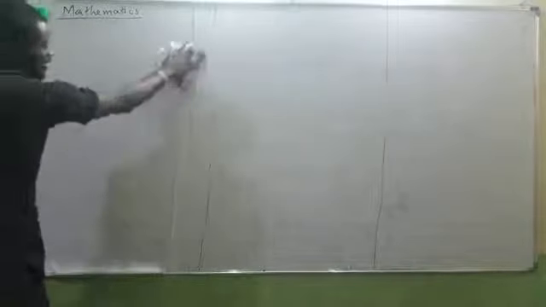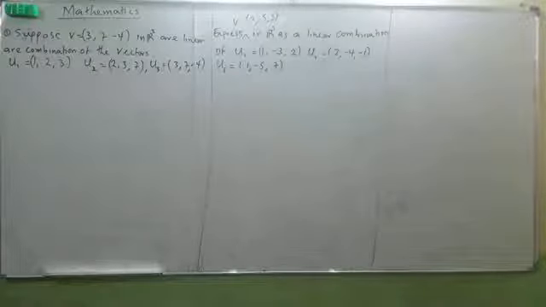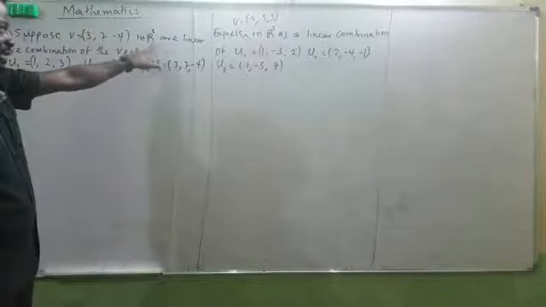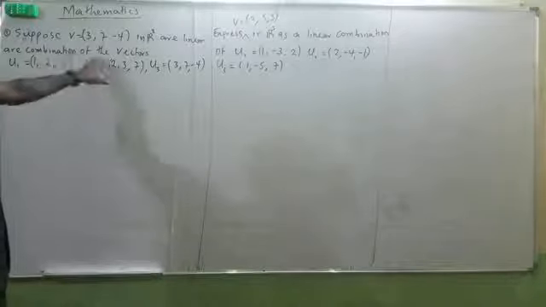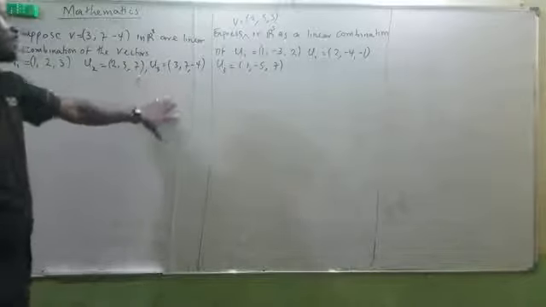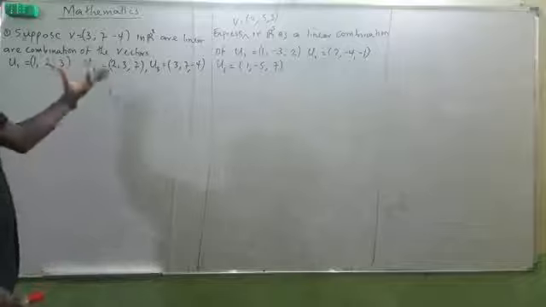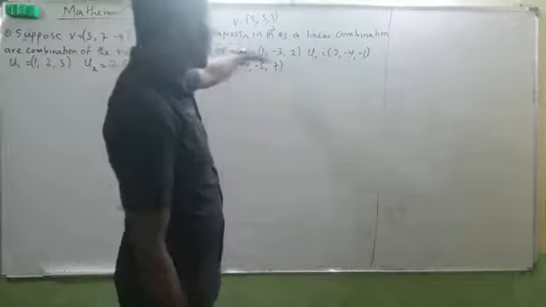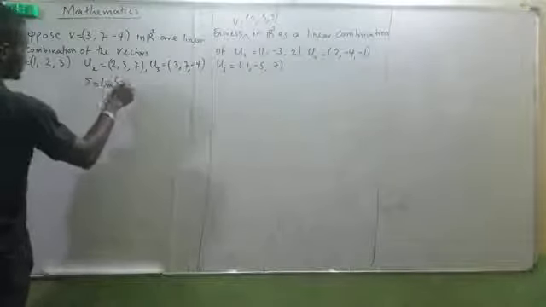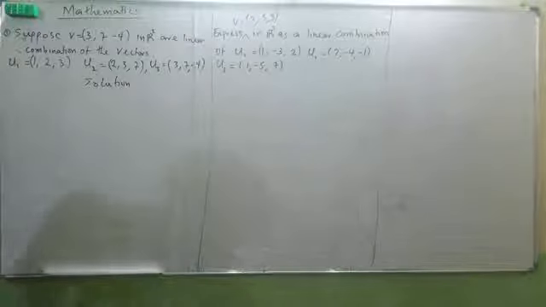Now, I have some problems here, and I need to show one or two examples. Look at these two questions as an example. Suppose V equals 3, 7, minus 4 in R3, is it a linear combination of these vectors? I want to try to generate the linear combination there. Let me try to solve this one. It's very simple.